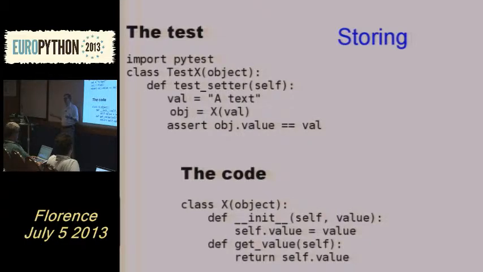This seems trivial. And it is trivial to do, but the fact that we have this test means that if we change the name of this value, for instance, which we sometimes do, the test will fail and we will know to change this name everywhere it fails.